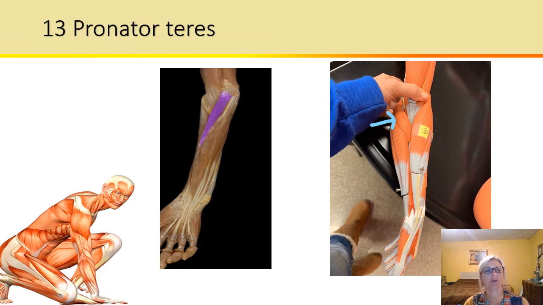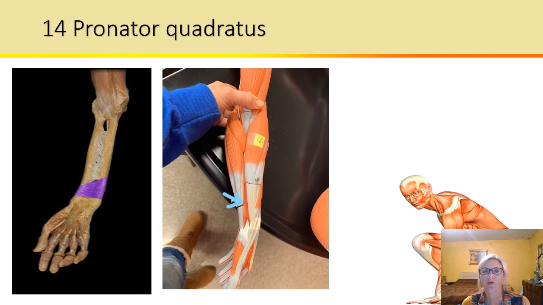Pour out that soup. So pronator quadratus, well, quad means four, right? So quadratus, and of course we know what pronates mean. I've said it enough times, right? And so this pronates the forearm, and it is four-sided.